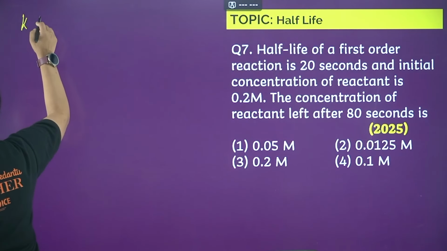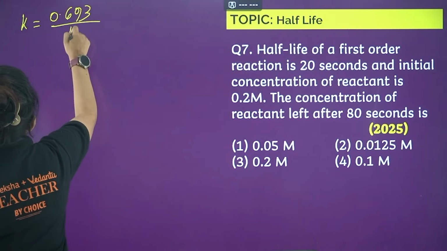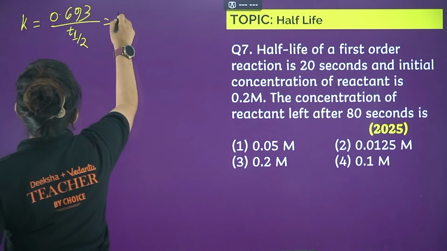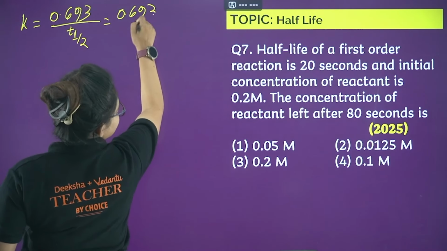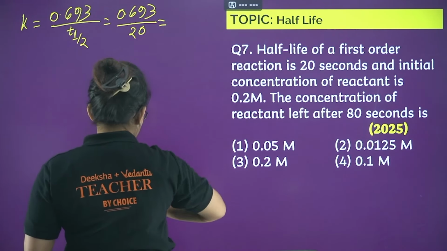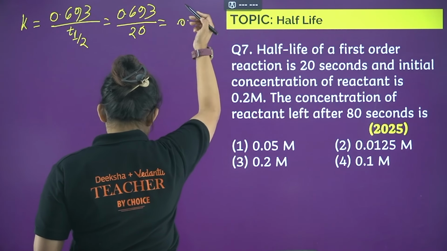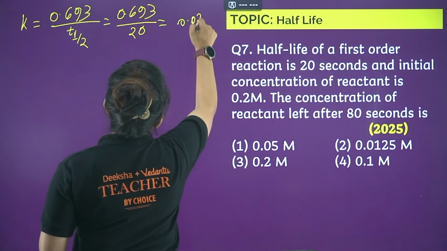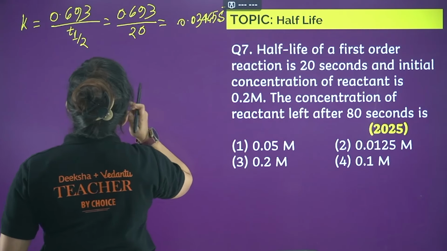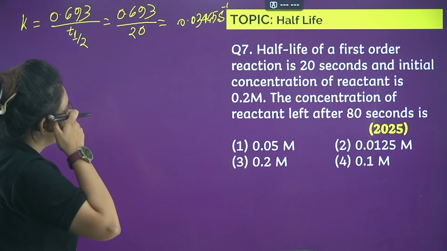First order half-life is 0.693 divided by K, right? T half value is given, that is 0.693 divided by 20. So from here I can get the value of K. If you calculate, it will be almost 0.03465 second inverse. Because it's a first order reaction, second inverse. Fine. So K is done.